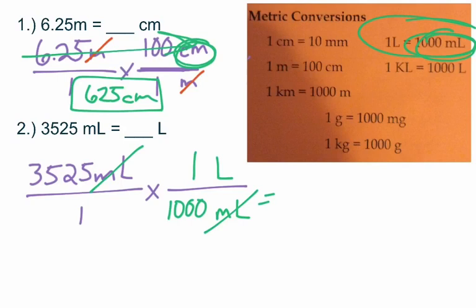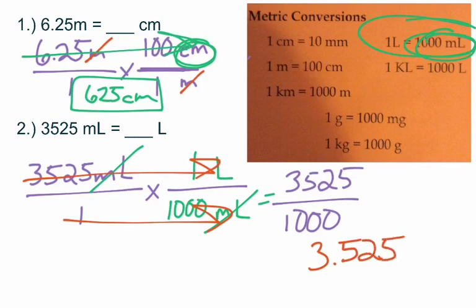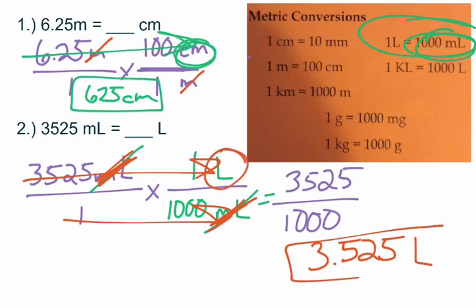So when I multiply this out, I would get 3,525 on top and 1,000 on the bottom. And again, that's just multiplying straight across. I don't want to leave my answer like this though, so I'm going to go type it in my calculator. And 3,525 divided by 1,000 equals 3 and 525 thousandths. And again, my milliliters canceled off, so my only label left over is liters.